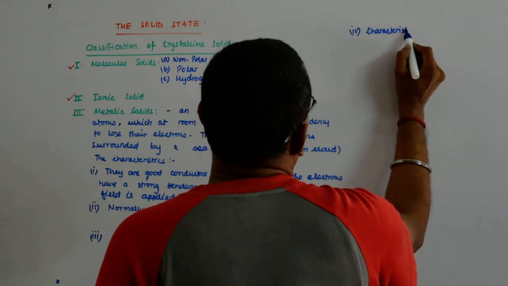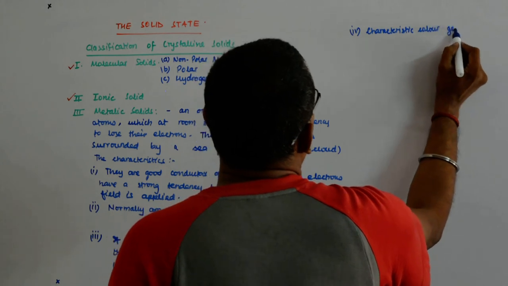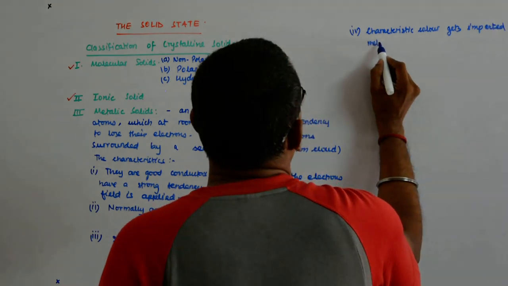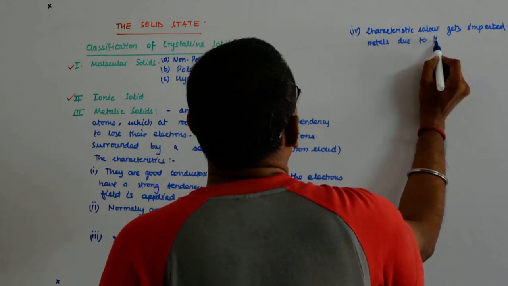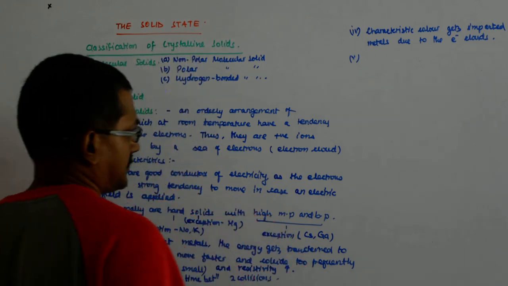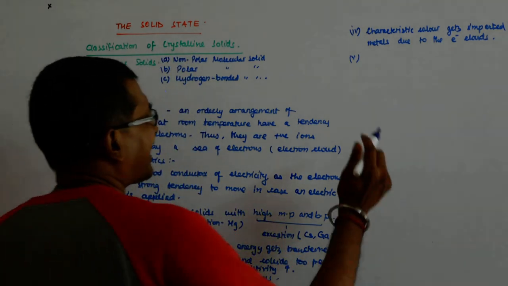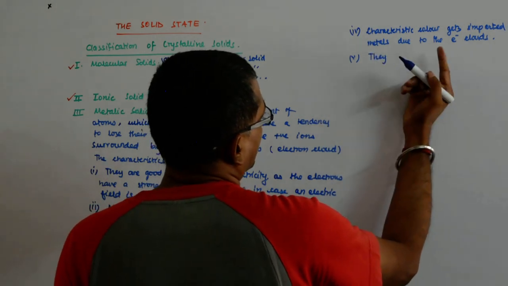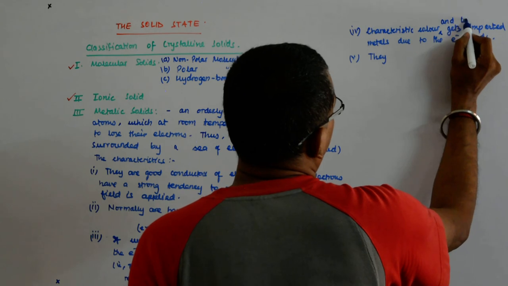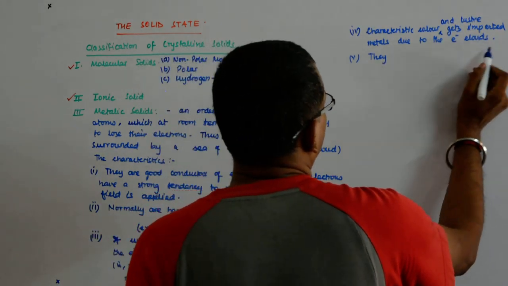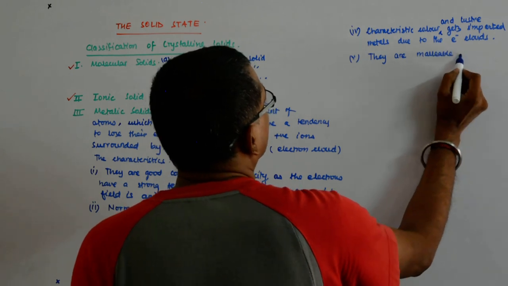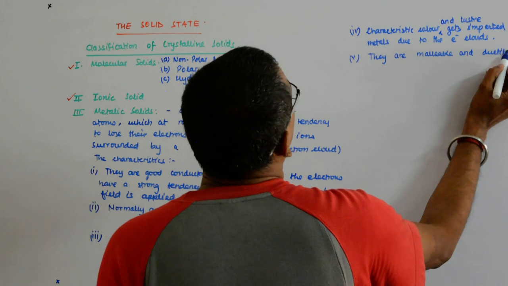Characteristic color gets imparted to the metals due to the electron clouds. What else? They also have characteristic color and luster. Luster also is due to that. Luster gets imparted to the metals due to the electron clouds. They are malleable and ductile.